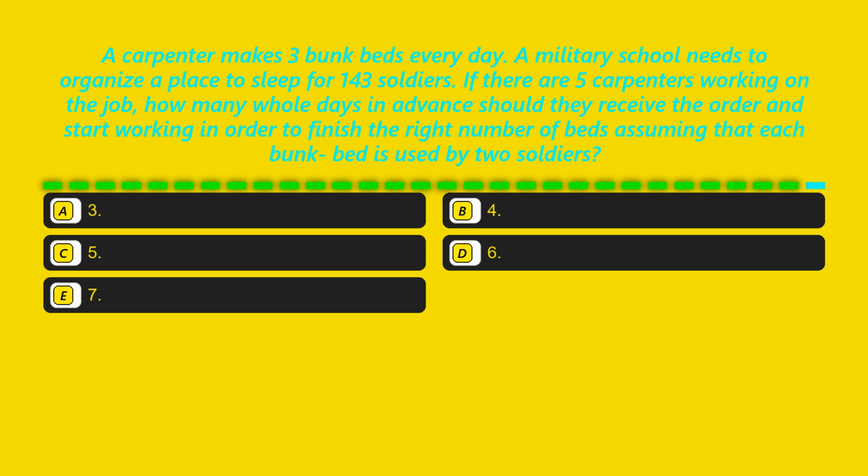Question 10. A carpenter makes 3 bunk beds every day. A military school needs to organize a place to sleep for 143 soldiers. If there are 5 carpenters working on the job, how many whole days in advance should they receive the order and start working in order to finish the right number of beds assuming that each bunk bed is used by 2 soldiers? Option A, 3. Option B, 4. Option C, 5. Option D, 6. Option E, 7.